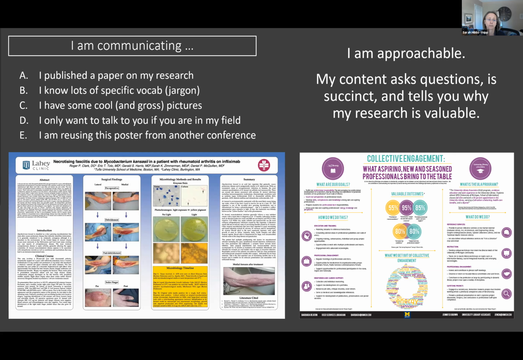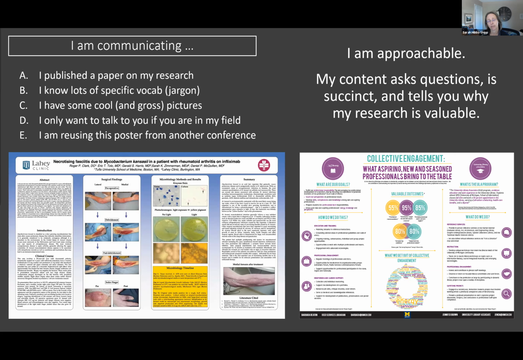The one really good thing about the poster on the left, as you're looking at it, is they use some pretty detailed images. So you do get a visual idea of what their research was about, what their content was about, without having to read all the words, although there are still quite a few words on that poster.